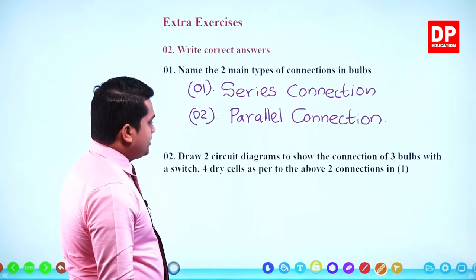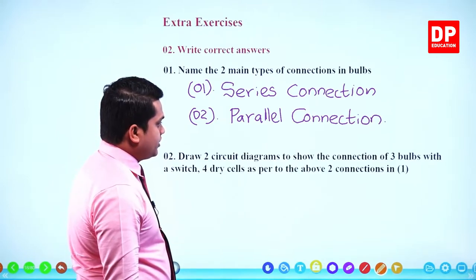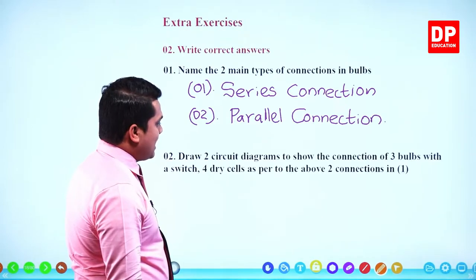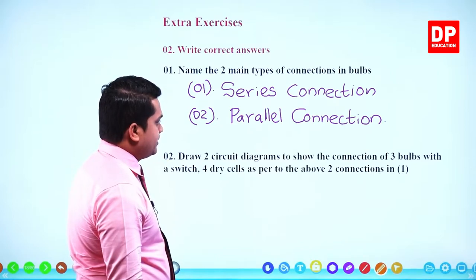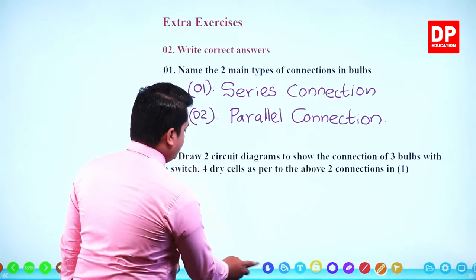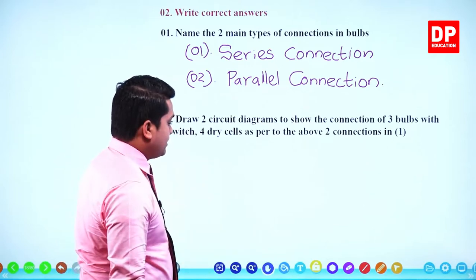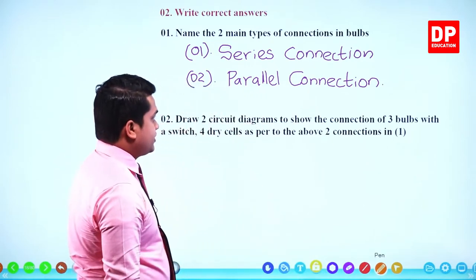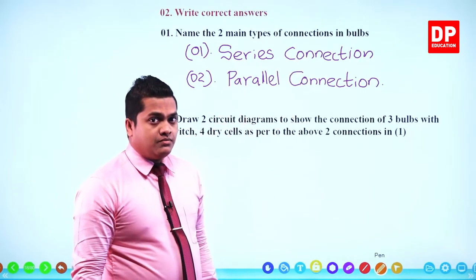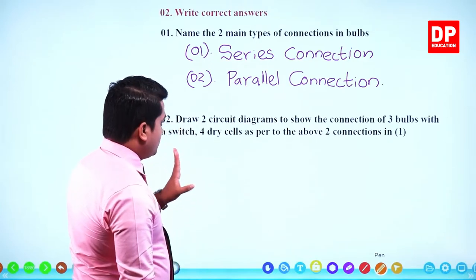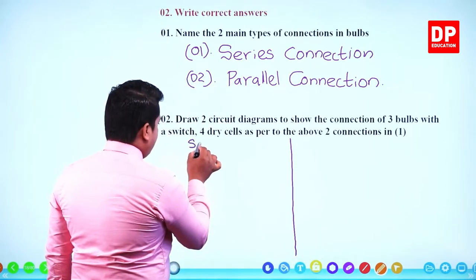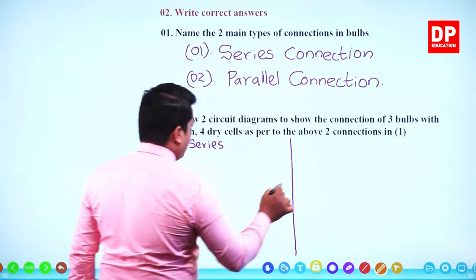Draw two circuit diagrams to show the connection of three bulbs with a switch, four dry cells as per the above connections in number one. So we have to show the circuit diagrams separately for a parallel connection and for a series connection of bulbs. Here especially they are mentioning the bulb, so you have to use a bulb. Two circuit diagrams, so I'll divide the area into two. So this is series, this is parallel.